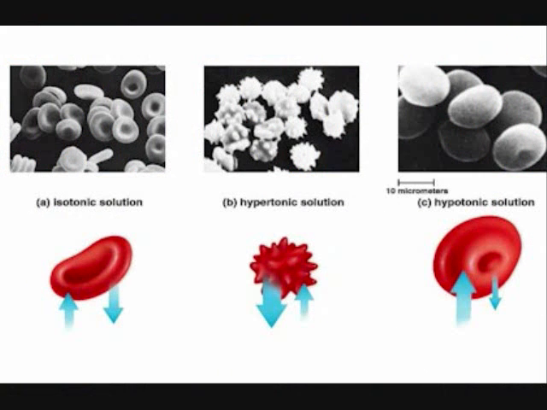This picture shows what happens to blood cells when placed in the three types of environments that we discussed in the previous slide. As you can see, for blood cells in an isotonic environment, the water moves into and out of the cell at the same rate. For the blood cell in the hypertonic environment, water is moving out of the cell faster than moving into the cell. For the blood cell in the hypotonic environment, more water is moving into the cell.